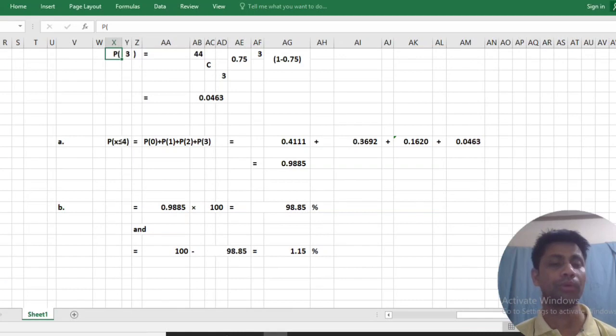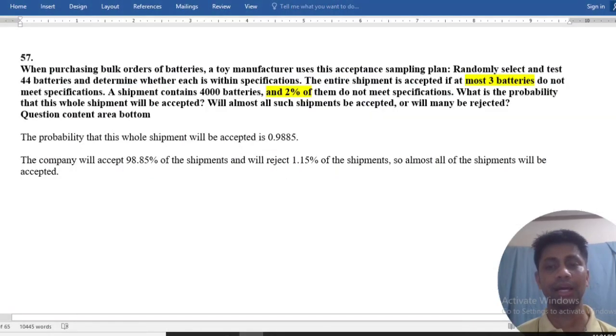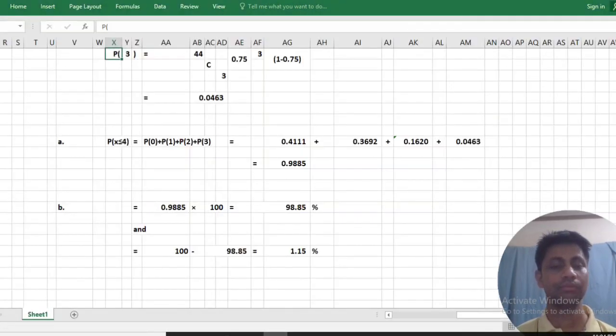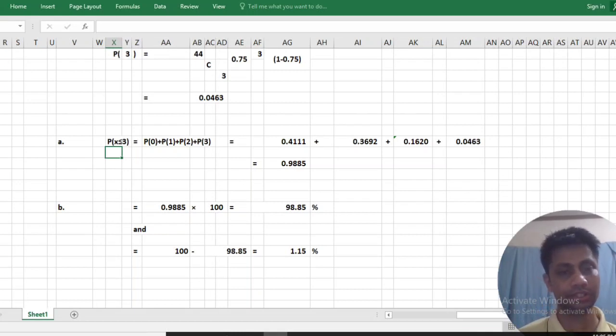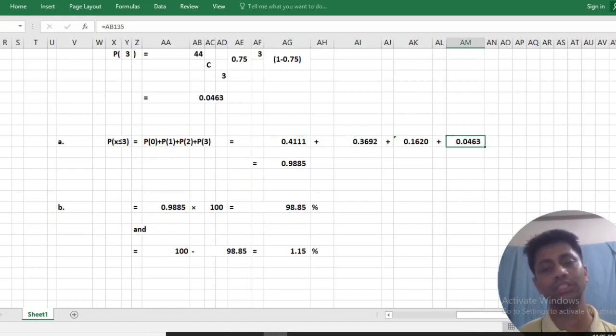Less than 4 means at most 3. So I can write at most 3, that is, 3 or less: 0, 1, 2, 3. That means the probability of 0, this probability of 1, this probability of 2, and this probability of 3.